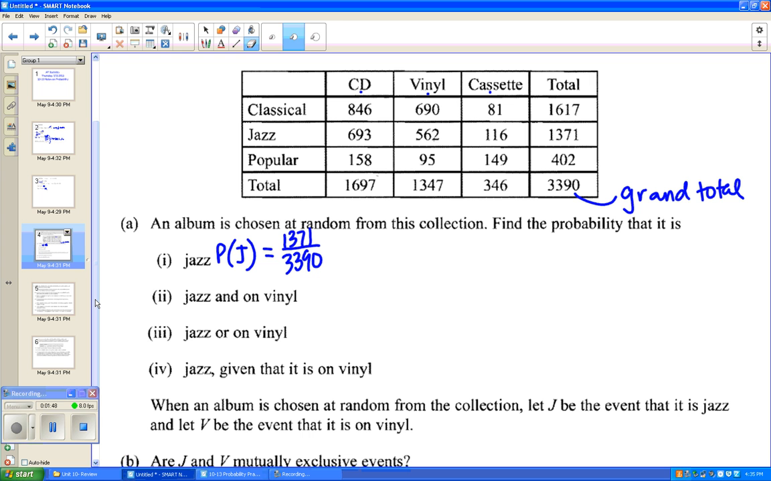So moving on, probability of jazz and vinyl. When you have a chart like this, it's easy. You're going to look at where they overlap, and so they overlap at 562 out of, again, the grand total. We're using the grand total always.